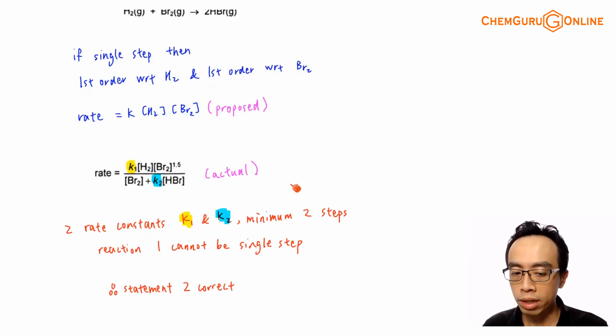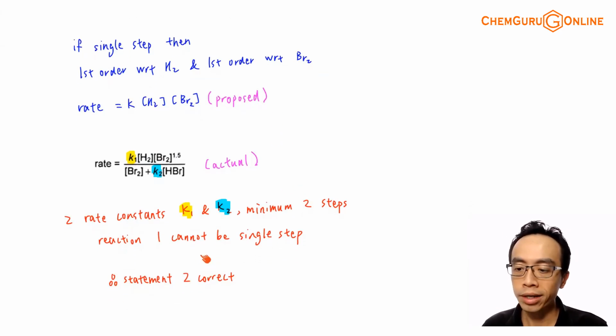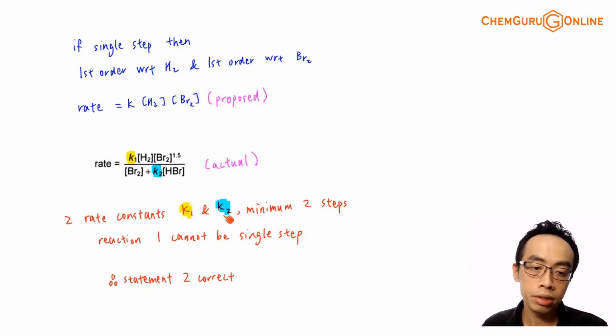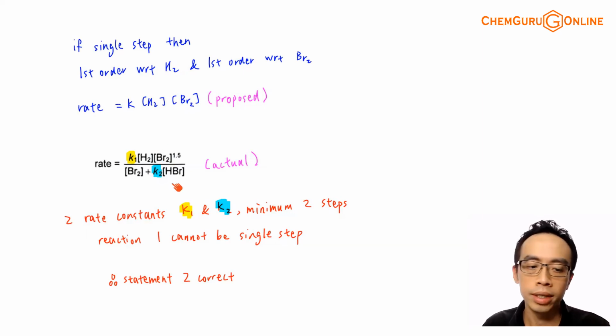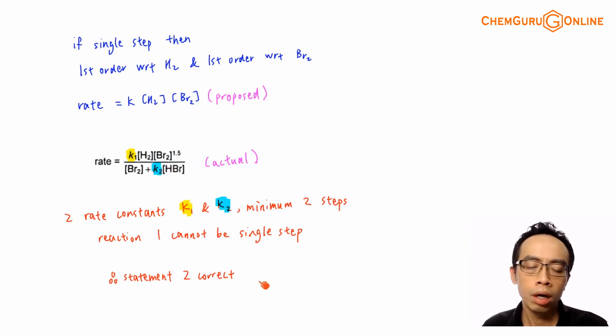And if I go back to statement number 2, statement number 2 is saying that only the hydrogen and iodine reaction can be single step, which is true. Only the reaction between H2 and I2 can be single step. The reaction between H2 and Br2 cannot be a single step reaction, and therefore statement number 2 is also correct.